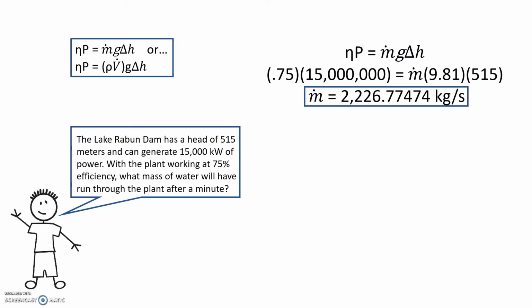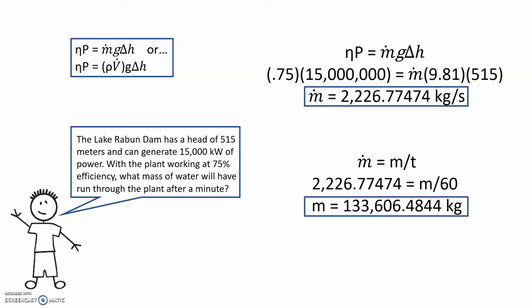That's pretty great, but not exactly what the question is asking. We need to find out the mass of the water that runs through the dam. So to do this, we need to remember the mass flow rate equation, which is the mass divided by time. We plug in the mass flow rate and the time in seconds, so 60 seconds, and algebra around to find the mass of the water that came through the dam. 133,606.4844 kilograms. That may sound like a lot of water, but in a dam as big as the Lake Rabun Dam, that's just all in a day's work.